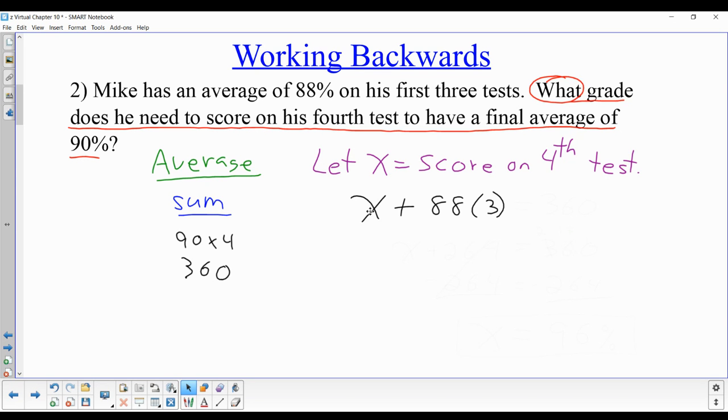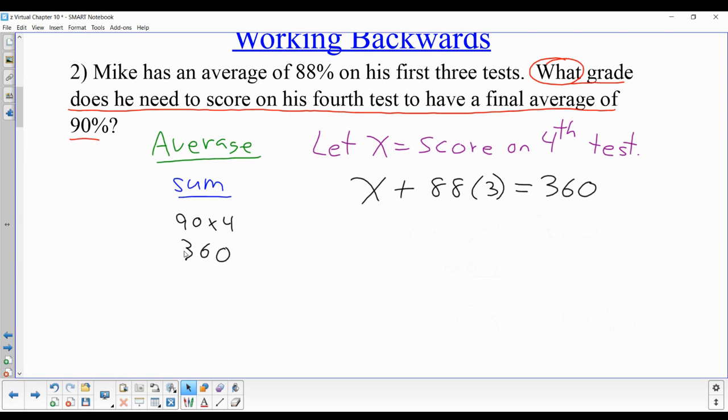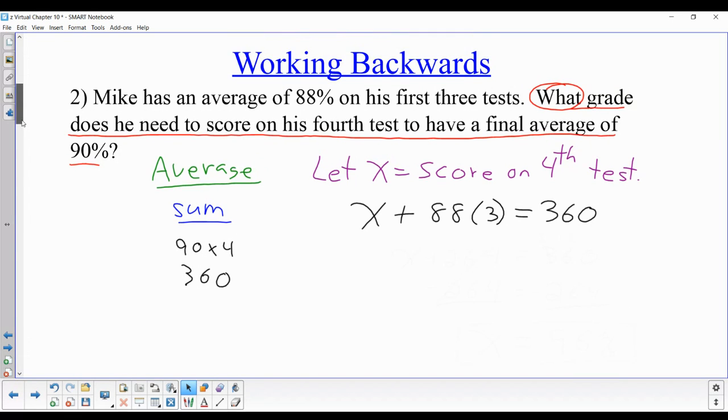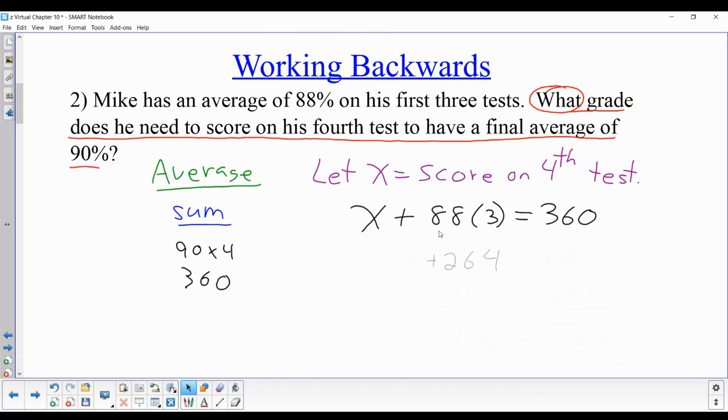The x is the test that Mike still needs to take, and the 88 times 3 is the total right now of what he has in those 3 tests. It's going to equal 360, since 360 is what we want the sum to be on all 4 tests. So to solve this, the first thing we do is we simplify. 88 times 3 is 264. Copy everything on the left we did not use, that's the x. Copy everything on the right we did not use, that's equal 360.